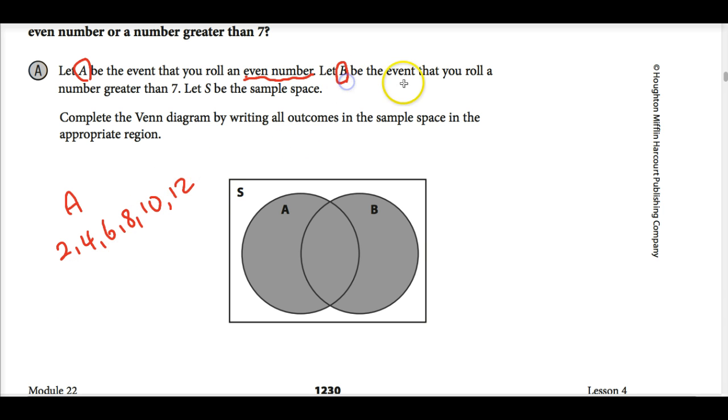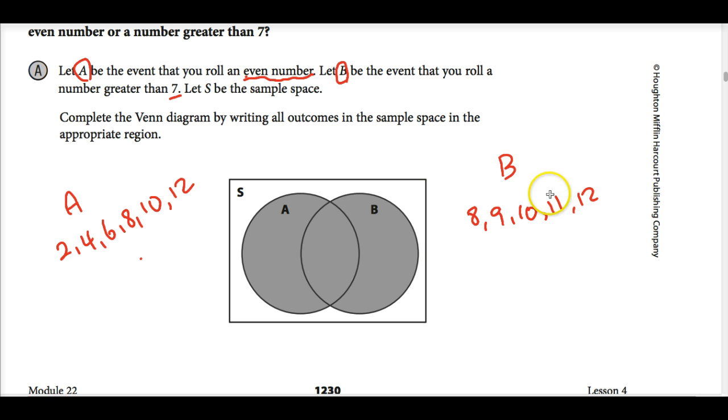And what is set B? B is the event that you roll a number greater than 7. So this time B has changed. B is greater than 7. So it's going to be 8, 9, 10, 11, and 12. And of course, we have to stop at 12 because there's nothing more than 12, right?